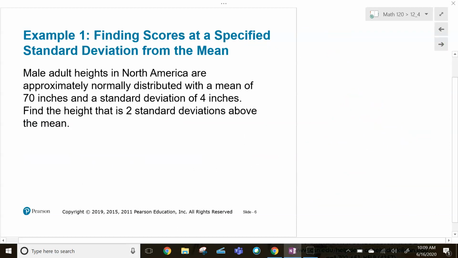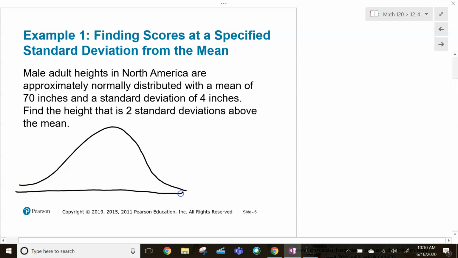We've got male adult heights in North America approximately normally distributed. The mean of 70 inches. Let's go ahead and draw this. So they're normally distributed. Your mean is 70 inches. Okay, that's the mean. So 5'10". And male adult heights in North America have a standard deviation of 4 inches.